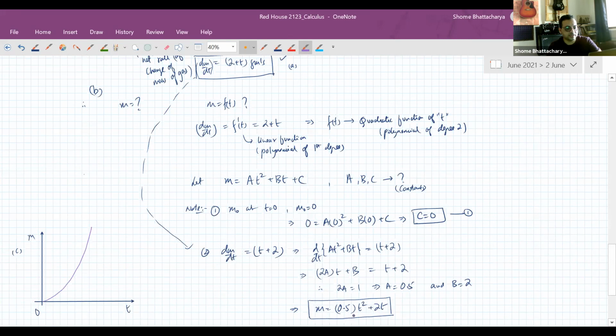So for example, at 1 second, you can see it is becoming 0.5 plus 2, so it is 2.5 grams. But for example, by the time you move to 2 seconds, it's 4 times 0.5, so that's 2, plus 2 times 2, so that's 4. So it's becoming 6 grams. And so on and so forth.